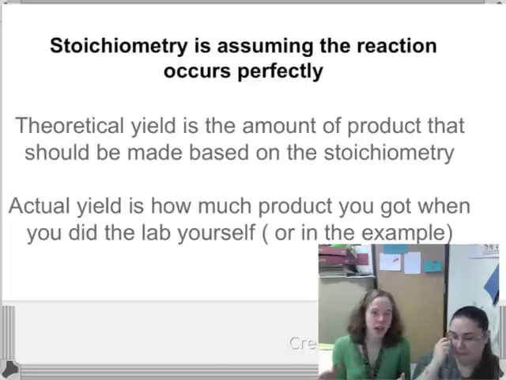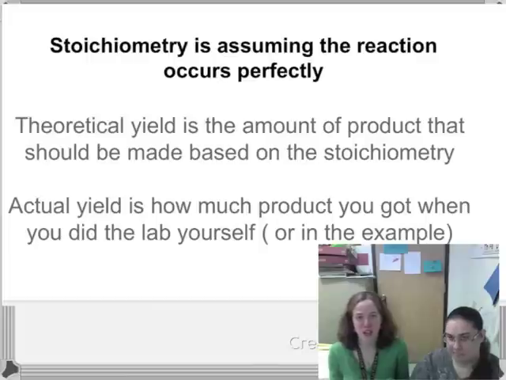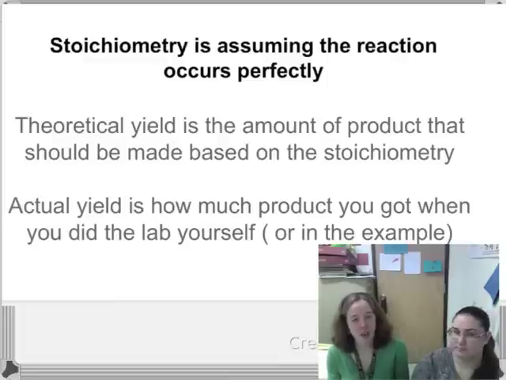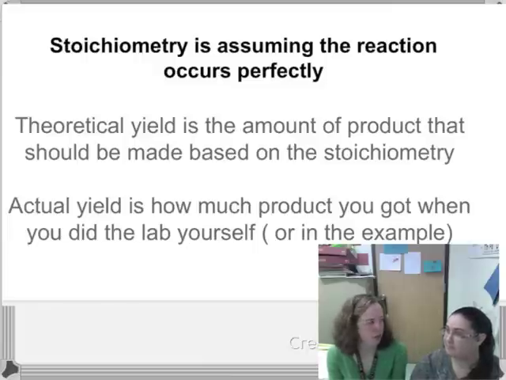You could have competing reactions, you could have some of your reactants decomposing, you could just have stuff stick to your container. But what's important is that when it doesn't go perfectly, we need to know how much we actually made. And we're going to compare that to how much we should have made. So the first one we've got to worry about is our theoretical yield. This whole time, we've been doing theoretical yield because it's the amount of product that should be made according to your stoichiometry.